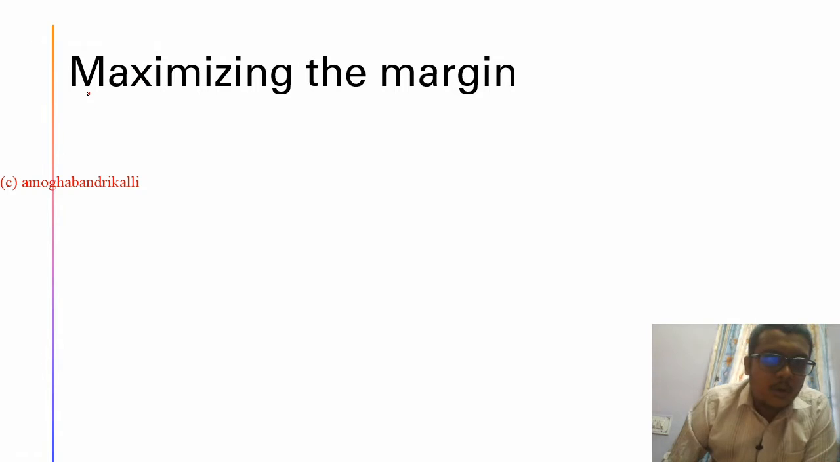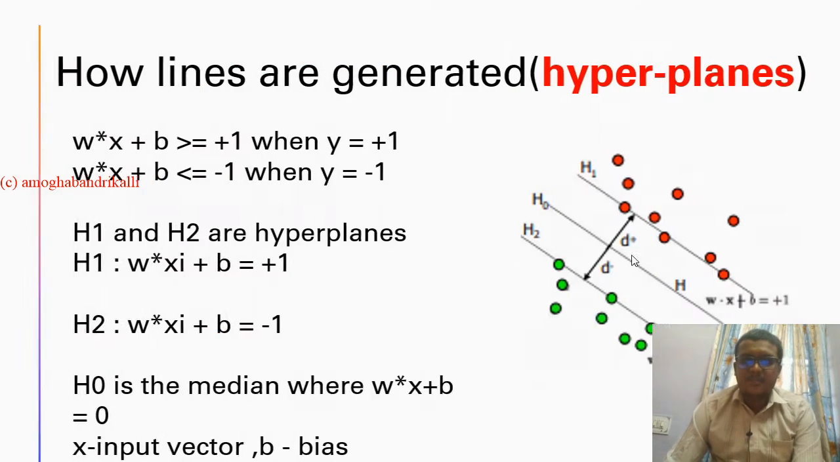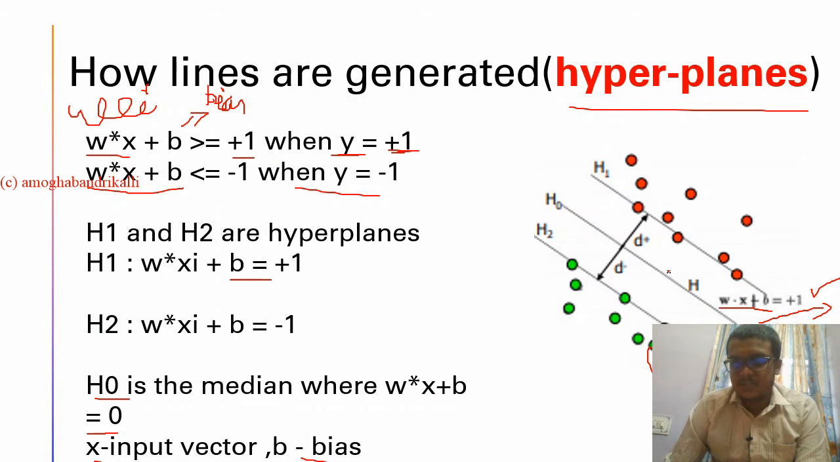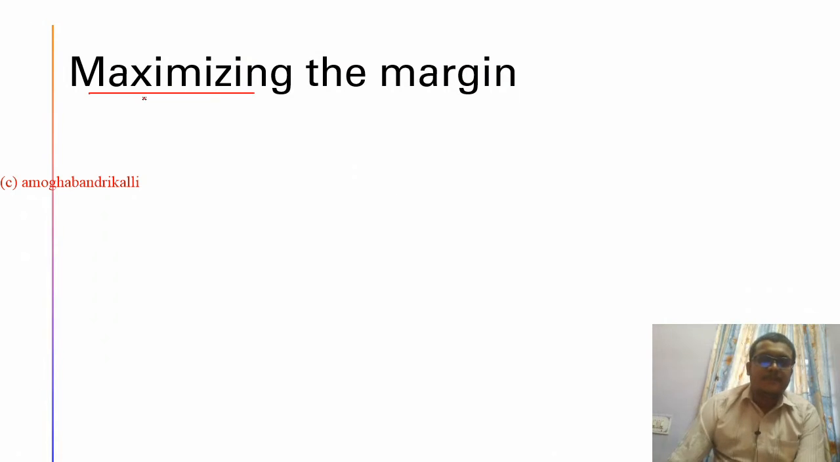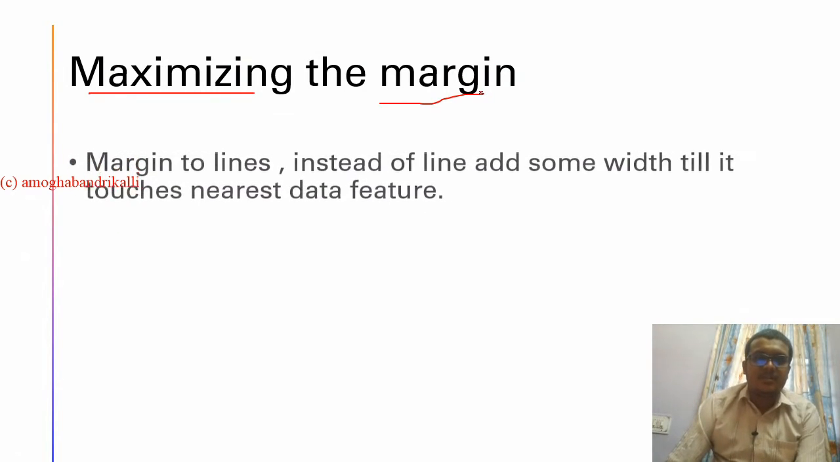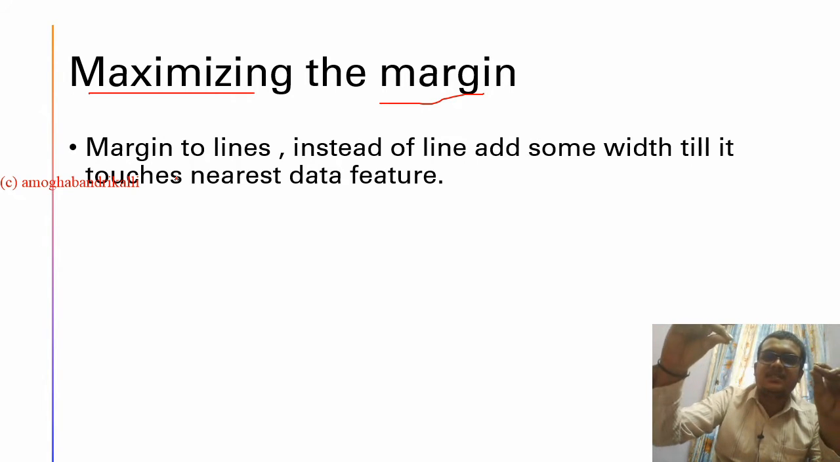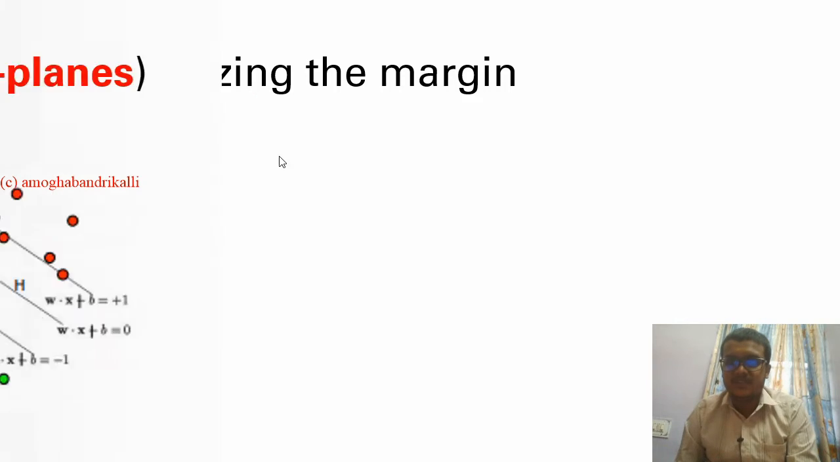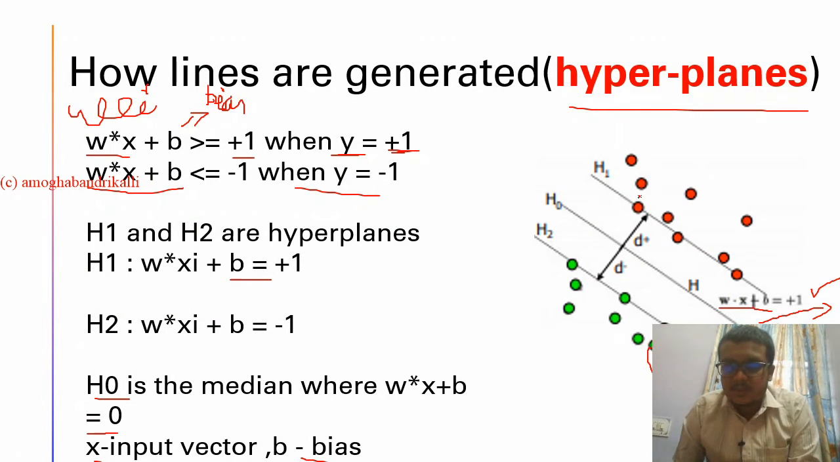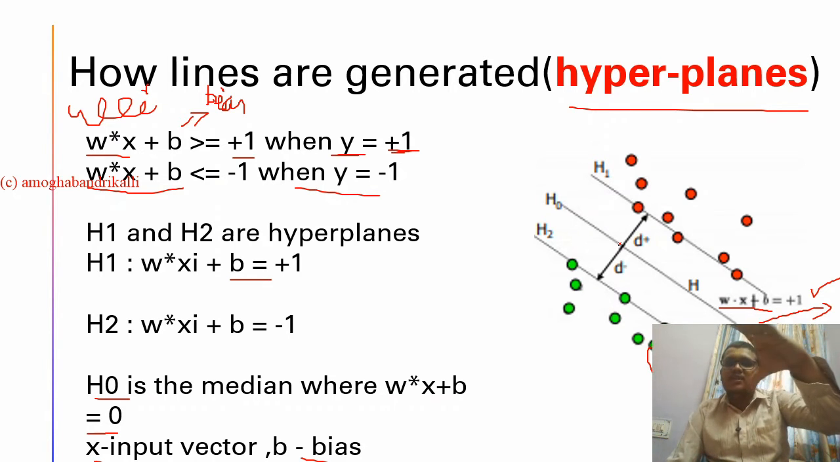Now we are going to maximize the margin. This is our margin, and this is our hyperplane. We are going to maximize it by the distance d. So how do we maximize the margin? Instead of a line, add some width till it touches the nearest data feature. This is what I am telling. So I am taking this hyperplane. Why? Because it is farther from both the data sets.